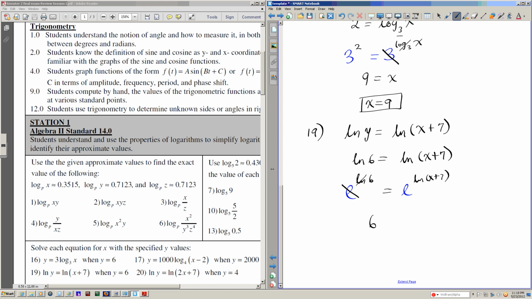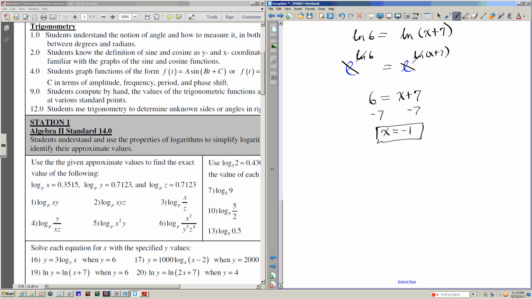They cancel out, so I have 6 equals. The e and the ln cancel on the right also, x plus 7. To get x by itself, you subtract 7 from both sides. And then you end up with x equals -1. And there goes your final result.